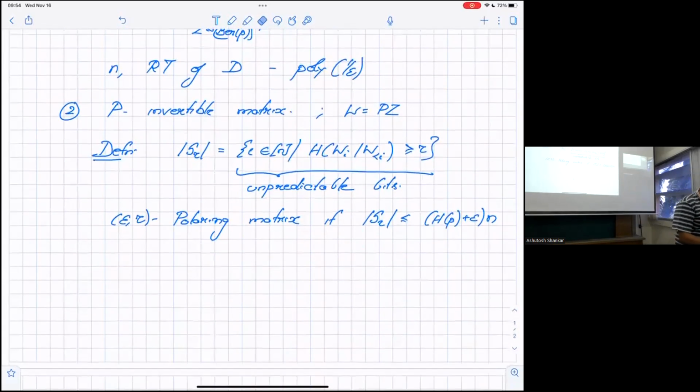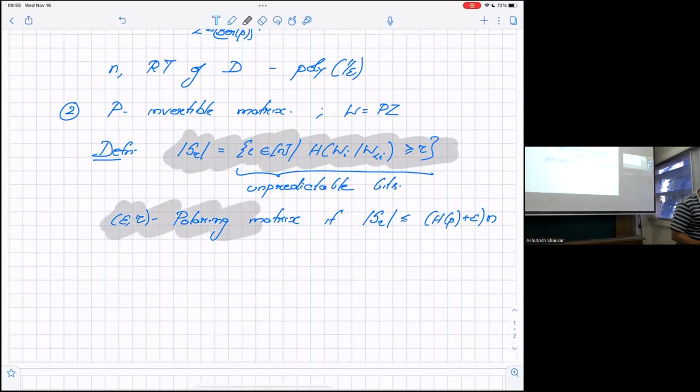And so this was the notion of polarizing, S tau. This was the important definition. Is epsilon for polarizing? What did I write here?